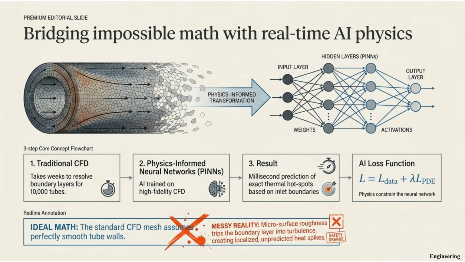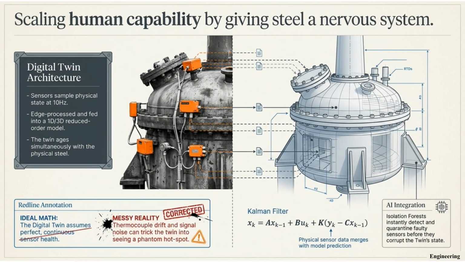We can bridge the gap between complex math and reality using real-time AI physics. Physics-informed neural networks, or PINNs, allow us to resolve boundary layers for thousands of tubes in milliseconds. This process overcomes the limitations of traditional computational fluid dynamics that assume perfectly smooth surfaces. We are scaling human capability by essentially giving our equipment a nervous system.